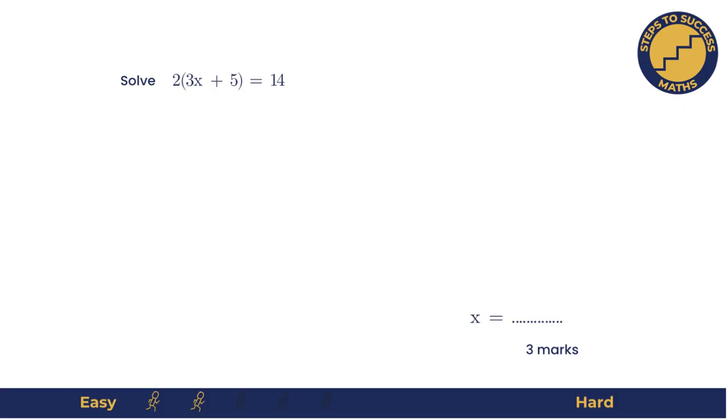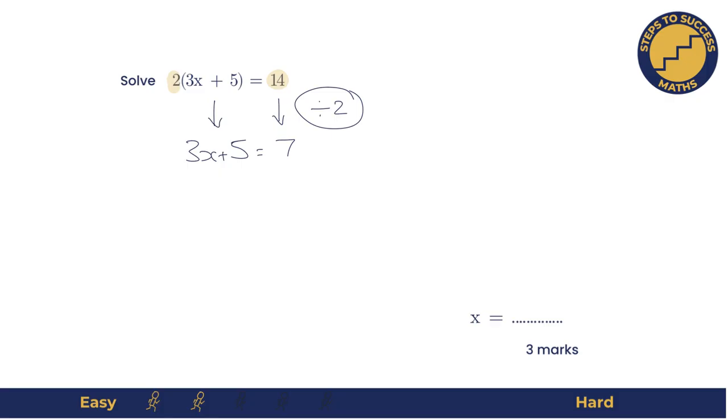Solve 2 bracket 3x plus 5 bracket equals 14. So start by looking at the number in front of the bracket, the 2, and comparing it to the one the other side of the equal sign, the 14. So 2 goes into 14, so I can divide both sides of my equation by 2. That leaves me with 3x plus 5 is equal to 7.